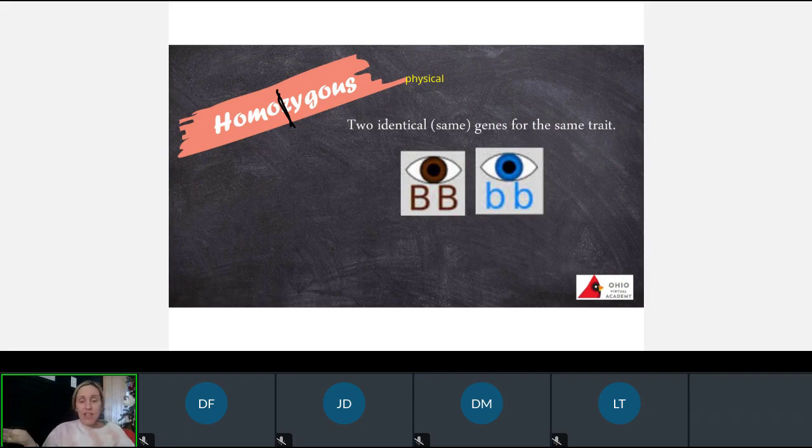The only time that we see the phenotype for a recessive trait is if you are homozygous recessive, meaning that there are two small alleles or two recessive alleles. That's the only time you see the recessive trait expressed.